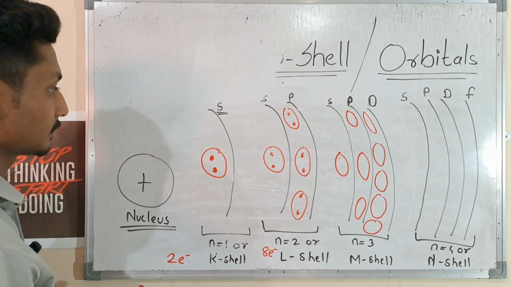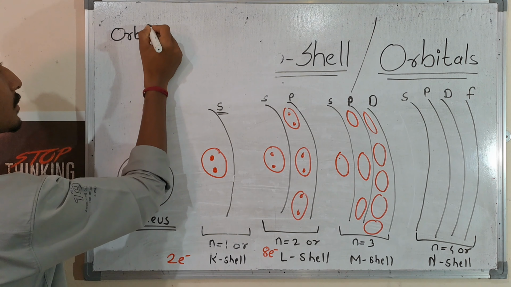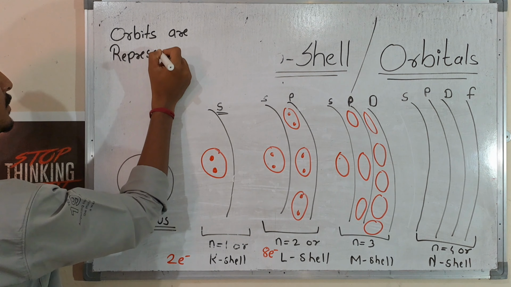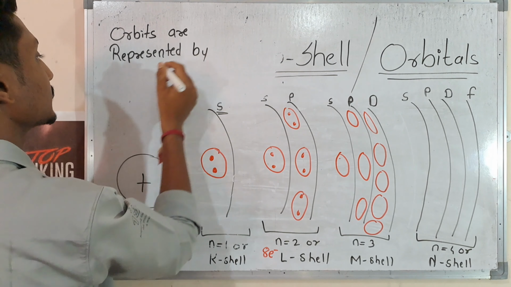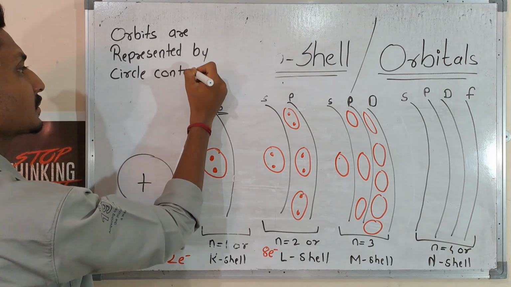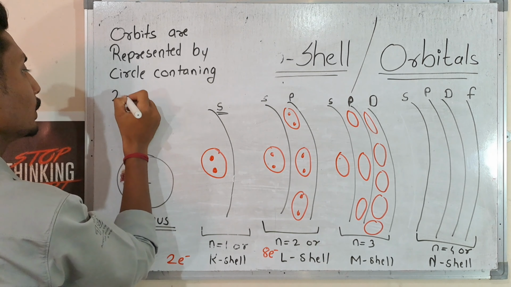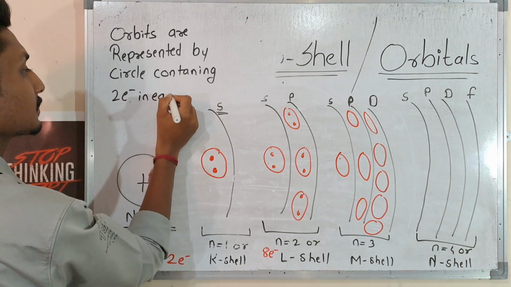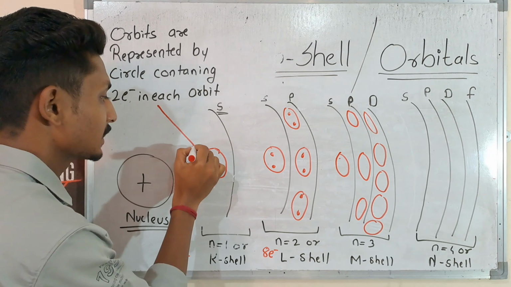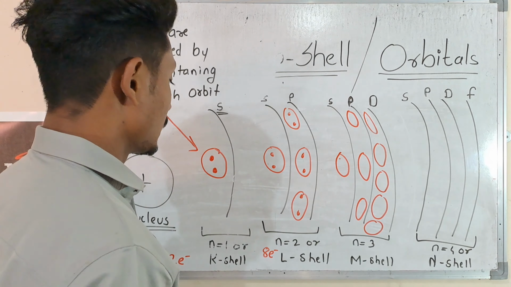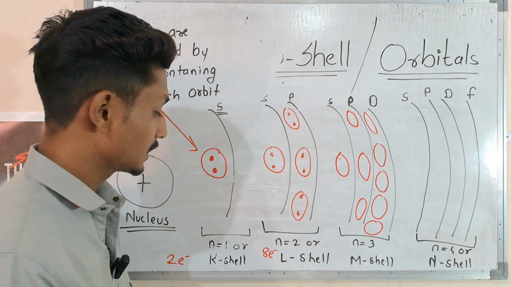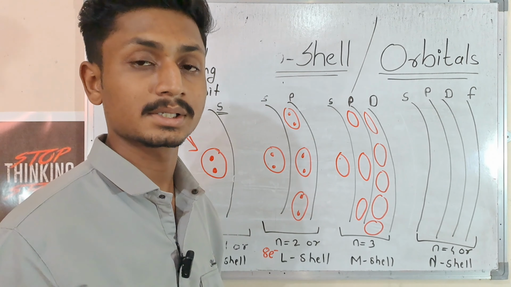Orbits are represented by a circle containing two electrons in each orbit. These circles are known as orbits. Orbits are present in subshells. Subshells contain a number of orbitals.